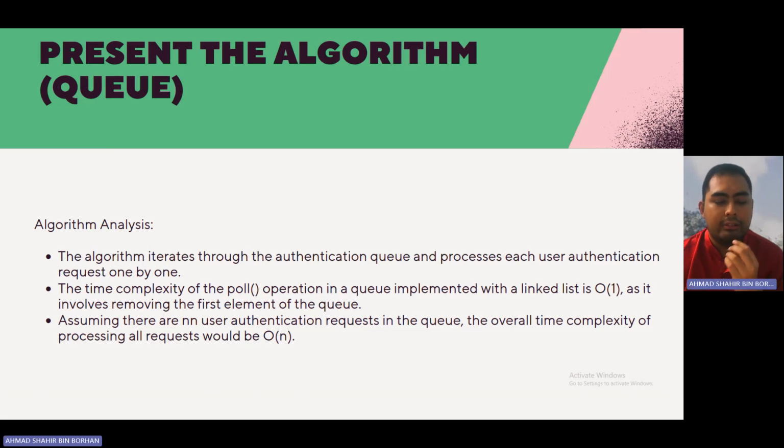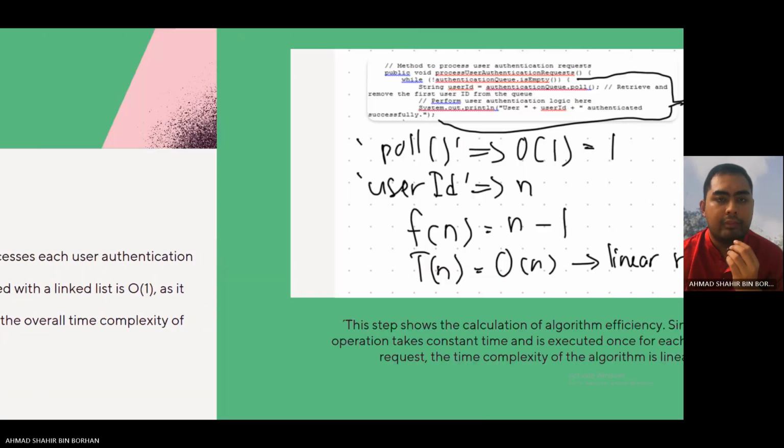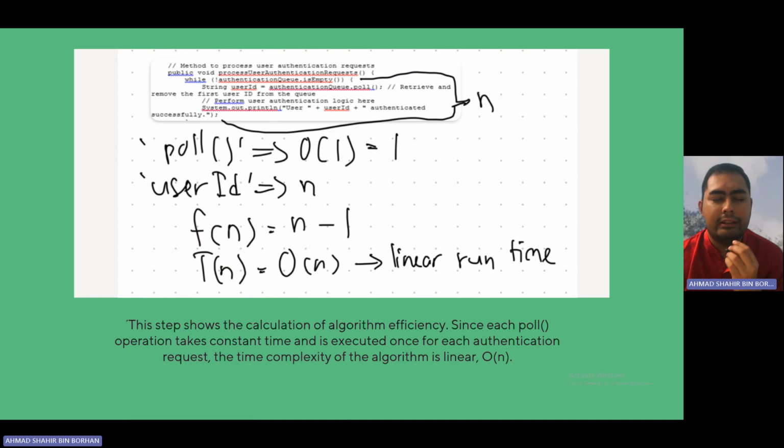The time complexity of poll, the important element we use to operate the queue, which we implemented with a linked list, is O(1), which is constant. Also, we assume there are n user authentication requests in the queue, so the whole operation will have linear running time, the same as O(n). So this is the full step for how I get the answer.